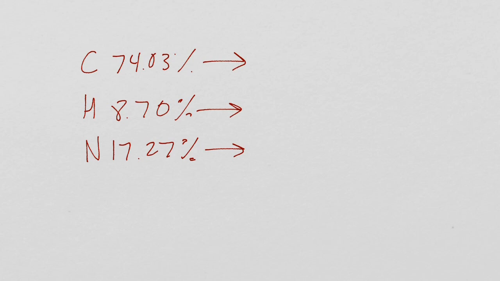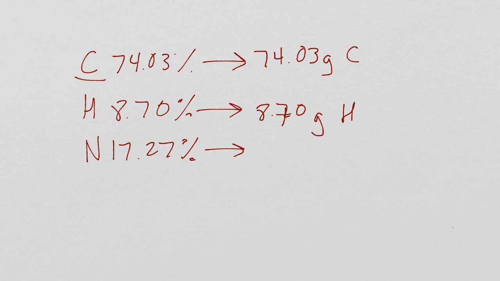So just to reiterate, if we get percentages, carbon 74.03%, hydrogen 8.70%, nitrogen 17.27%, we just make these into grams. We just pretend we have 100 grams of the stuff, and that suddenly our 74% carbon is just 74.03 grams of carbon, and our hydrogen is just 8.70 grams of hydrogen. And now you could just approach the problem the way you would knowing the grams of the element. So watch the previous video if you're unsure how to do that.